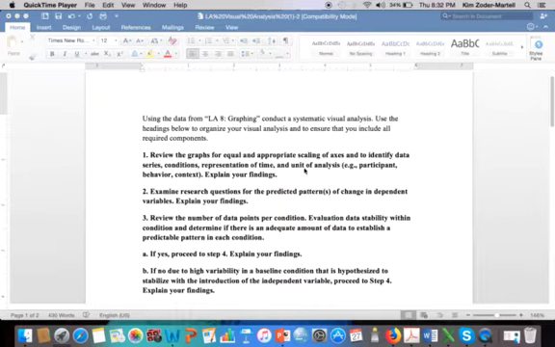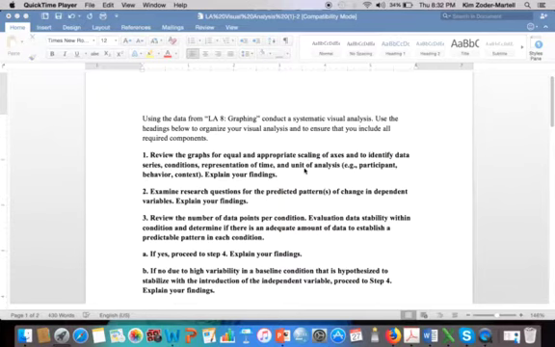So remember that a lot of the newer conventions suggest that we need to have a minimum of 5 data points per phase in order to determine a functional relationship. Older single case research design said that 3 data points was the minimum to establish trend, but we wanted more if possible.